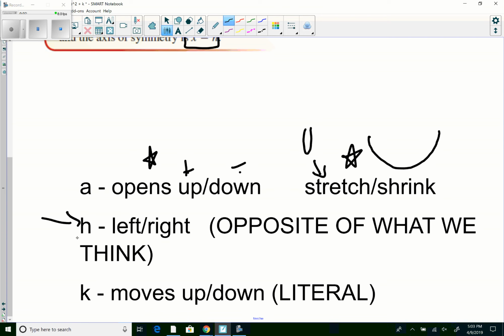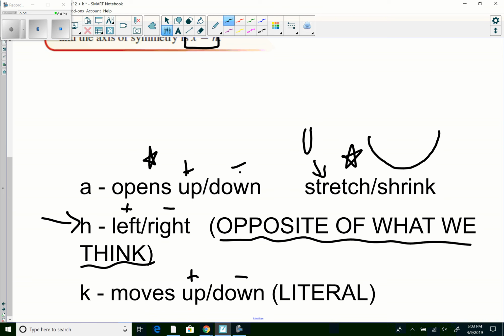Your H value controls whether it goes left or right. This is opposite of what we think. I cannot stress this enough. If it's moving left, it's actually going to be plus H. And if it's moving right, it's going to be minus H. And then lastly, K controls whether it moves up or down. And this we just take literal again, just like the A value. If it's positive, it's going to move up. And if it's negative, it's going to move down.